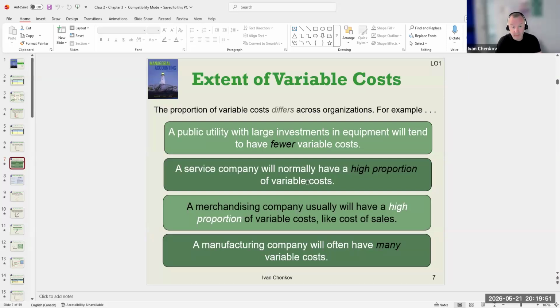Now, if you're a service company, however, we're going to have a high proportion of variable costs related to serving our clients, such as labor and some small materials. A merchandising company, of course, has a high proportion of variable costs. Why? Because the products that we're buying and selling are our variable cost. If we want to generate more sales, obviously we have to buy a big variety of products which customers want, based on customer demand. A manufacturing company, again, has many variable costs.